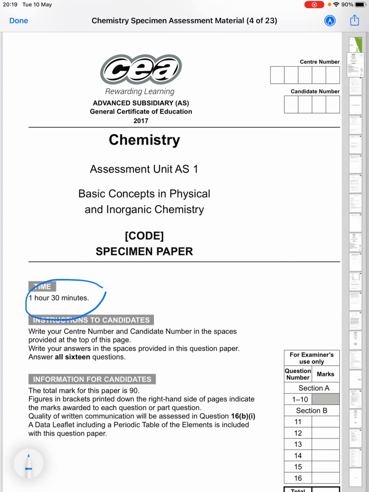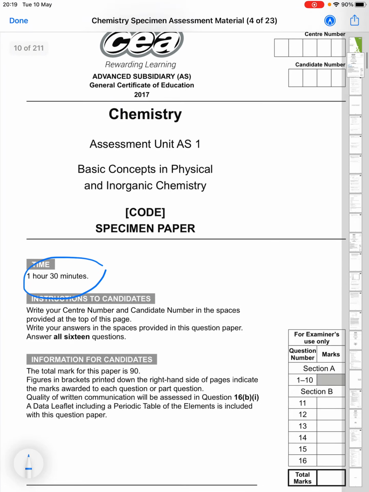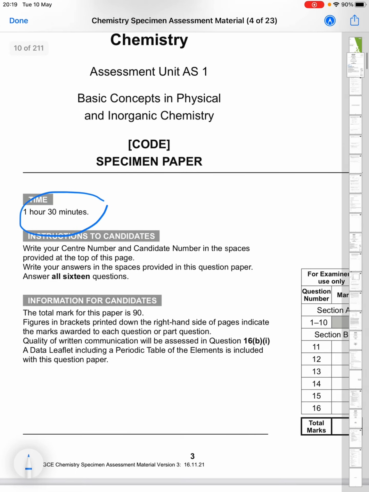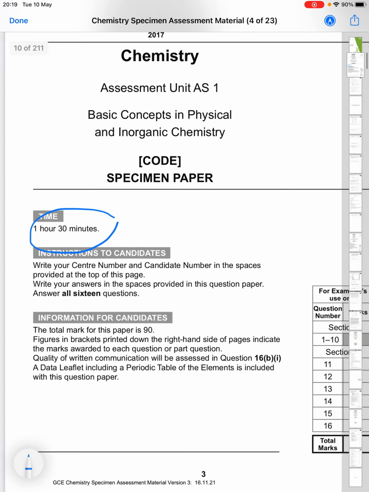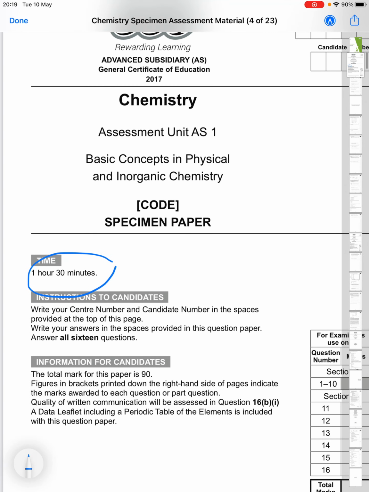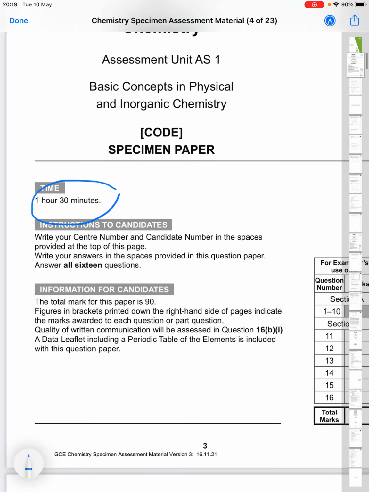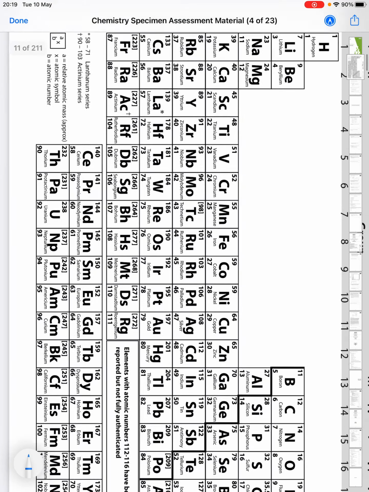So you see the time for this is 1 hour 30 minutes, and there are 16 questions, and the total mark for the paper is 90. So it's pretty much the same as any AS paper. You get a data leaflet which includes the periodic table, and this is it.